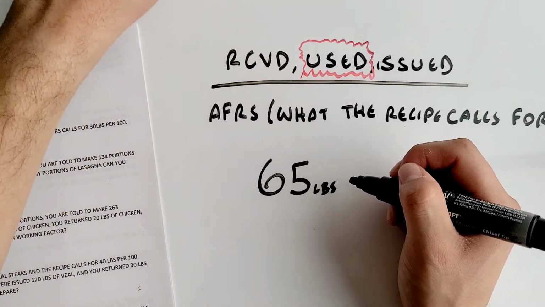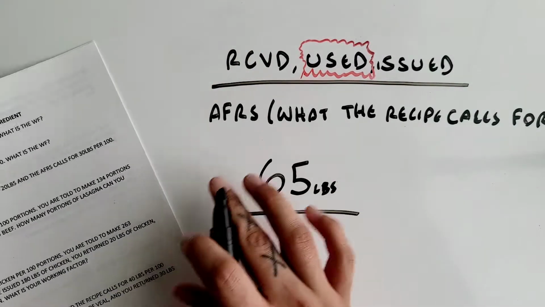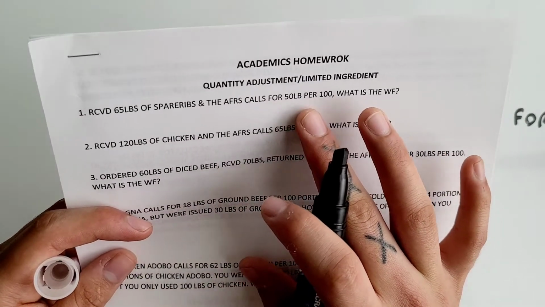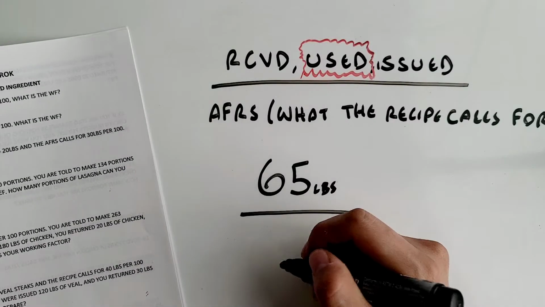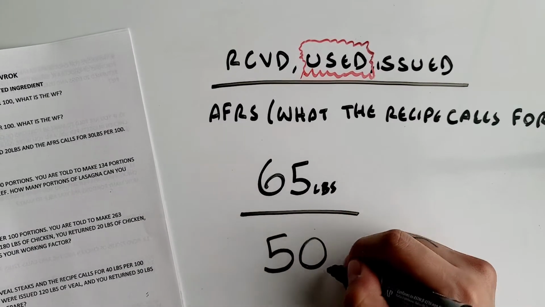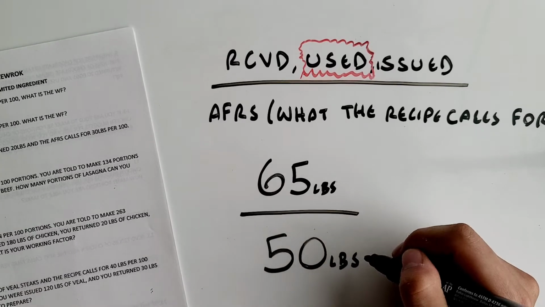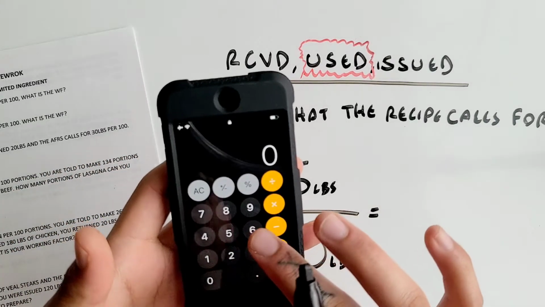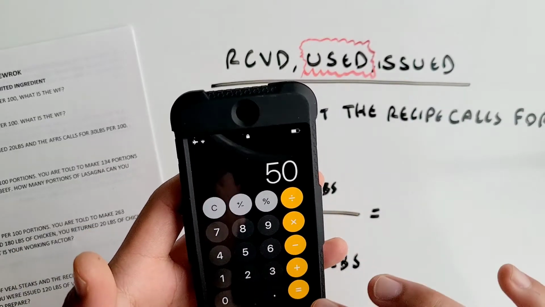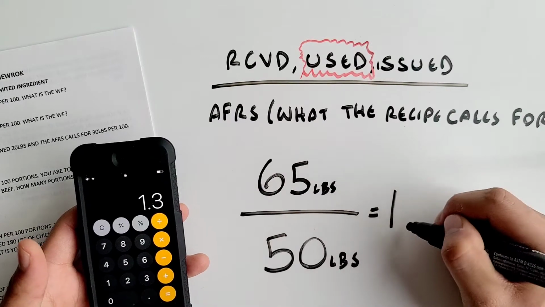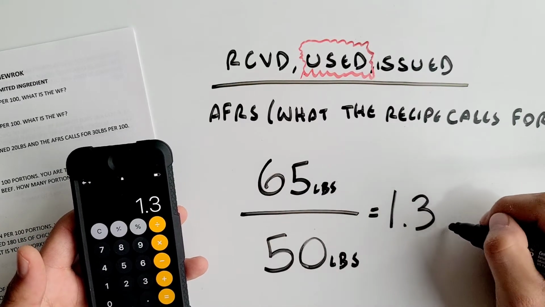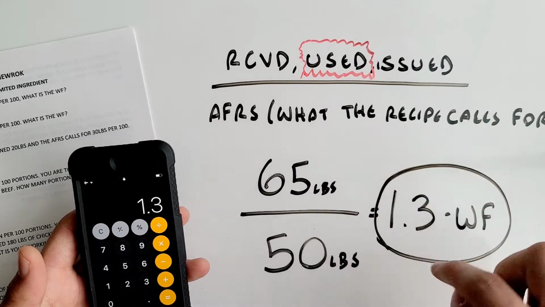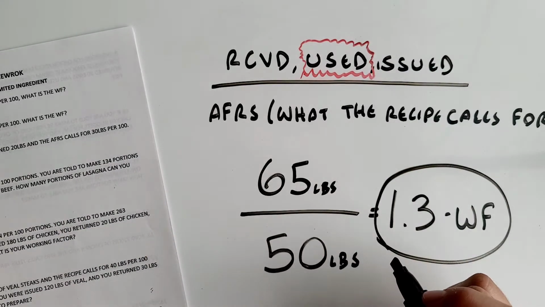pounds, you divide it by your AFRS, what the recipe calls for. It says, and the AFRS calls for 50 pounds per 100. What is your working factor? So all you gotta do is put 50 under, 50 pounds, and then you just divide these two together, which is 65 divided by 50 equals 1.3. So this is your final answer. Your working factor is 1.3. That's it. Pretty simple.